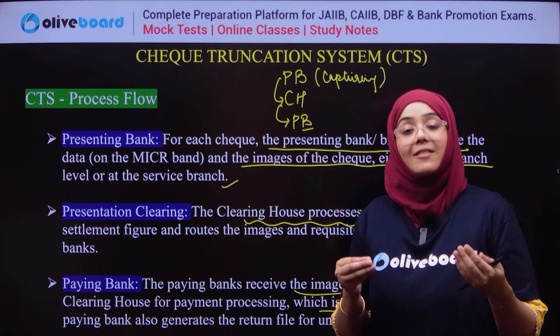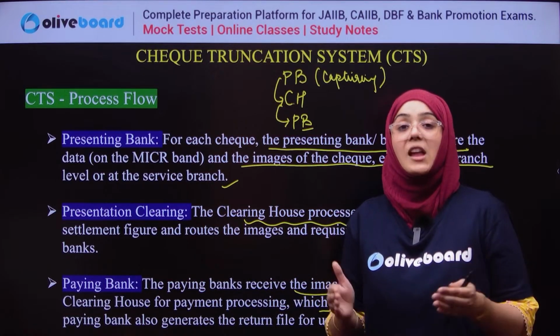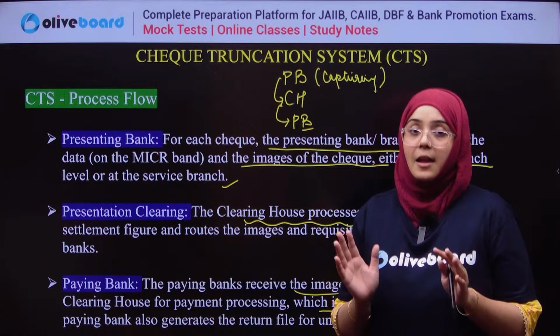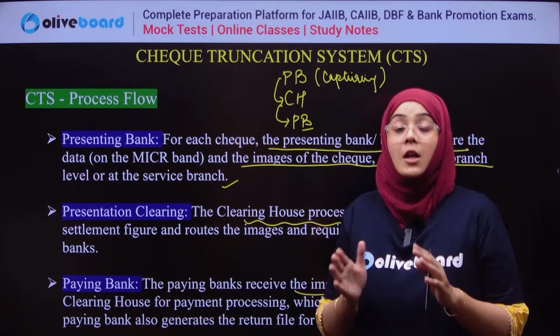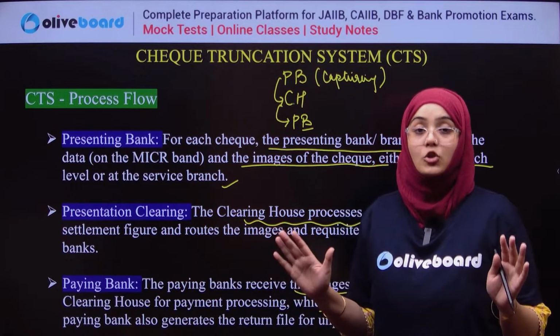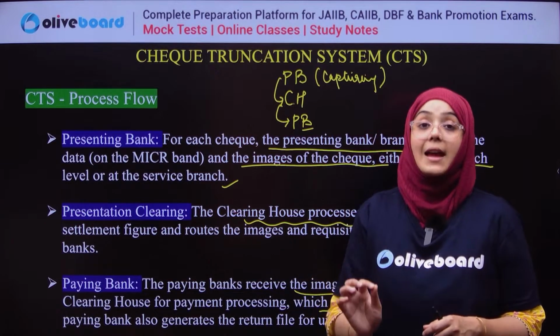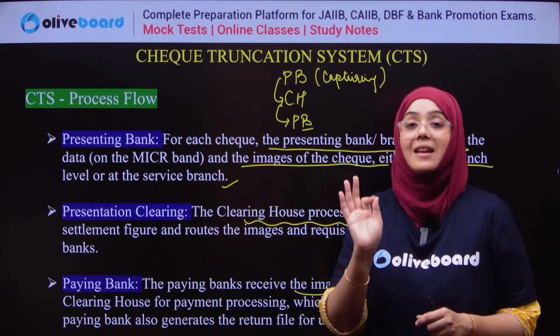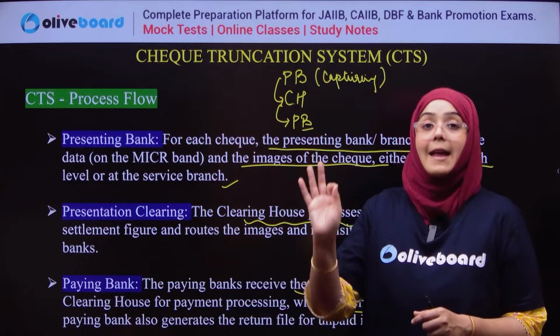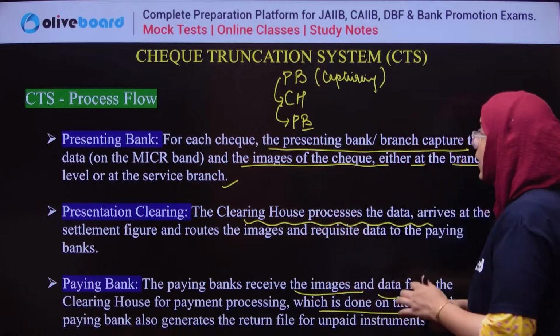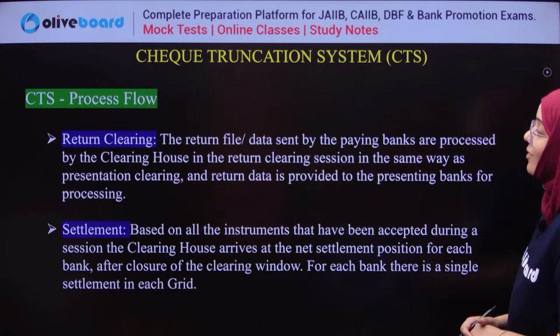But there are certain circumstances in which the paying bank is not satisfied, and if the paying bank is not satisfied, they can reject that image or they can demand the physical check also, and they create a separate unpaid instrument file if there are any. Okay, now the next process is what?